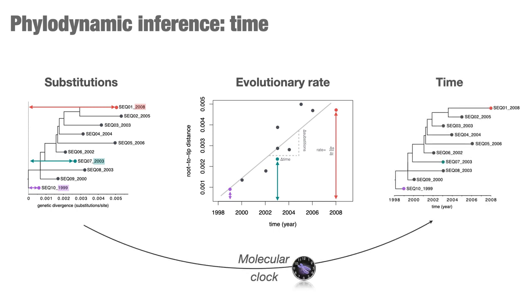Now, we can formally incorporate this information about sampling time in what we call a dated tip molecular clock model, and use this to estimate our tree in time units. Now, in such a tree, every node is now associated with a time estimate. And the time to the most recent common ancestor represents the origin of all the sampled genomes.